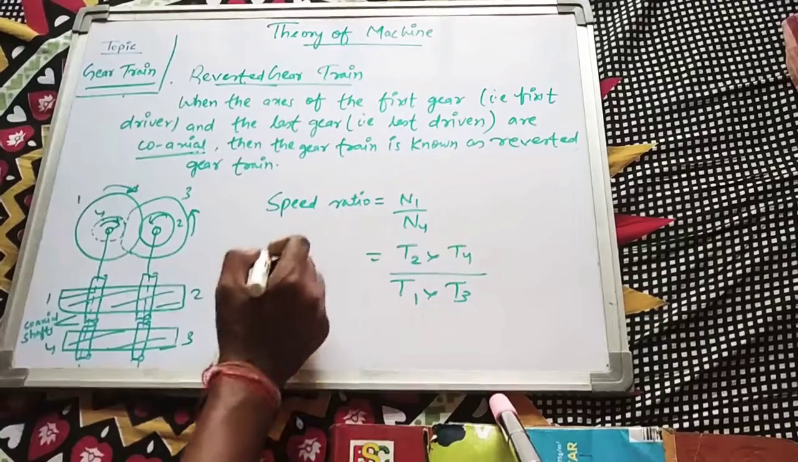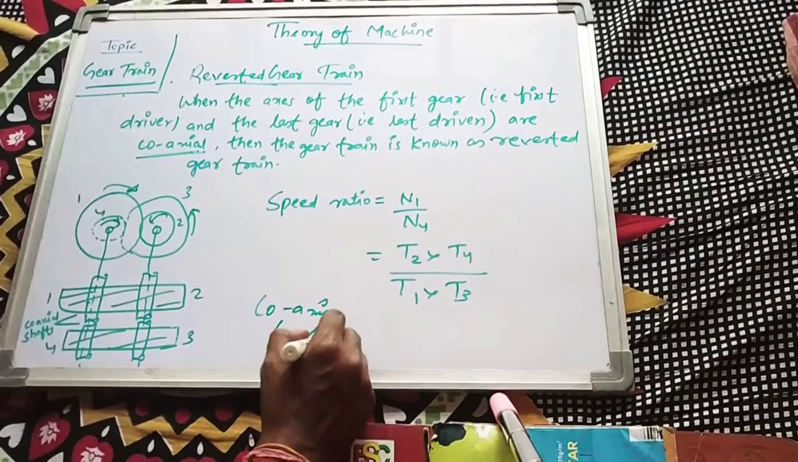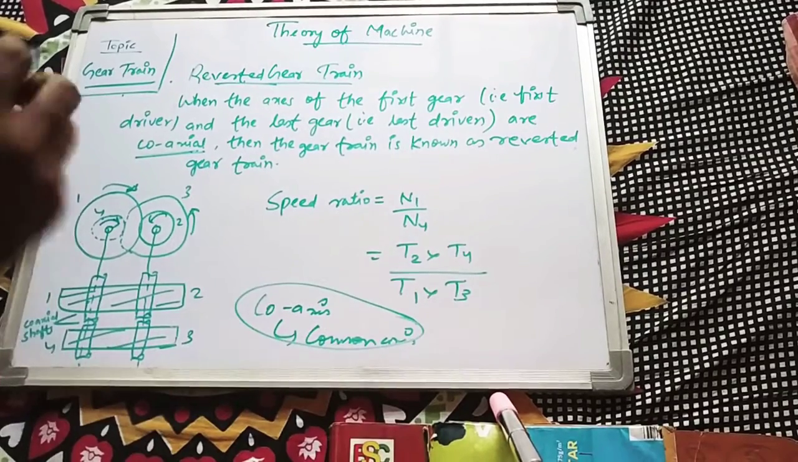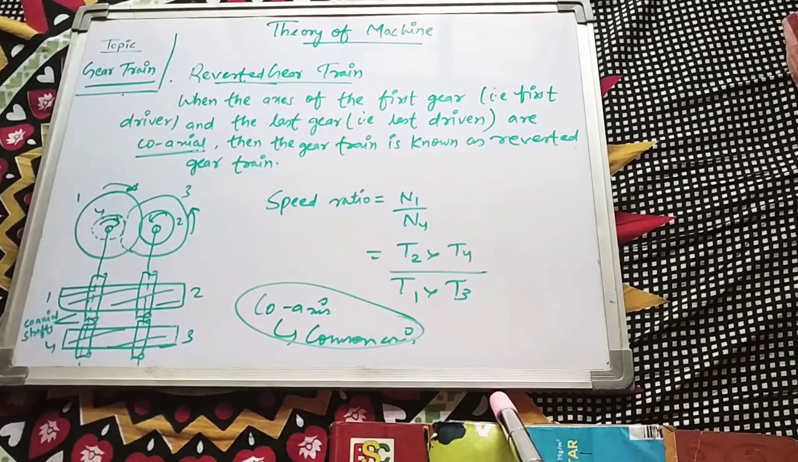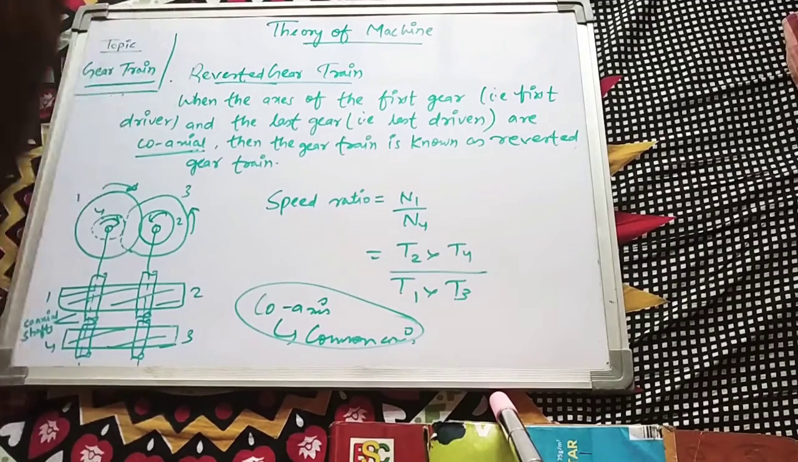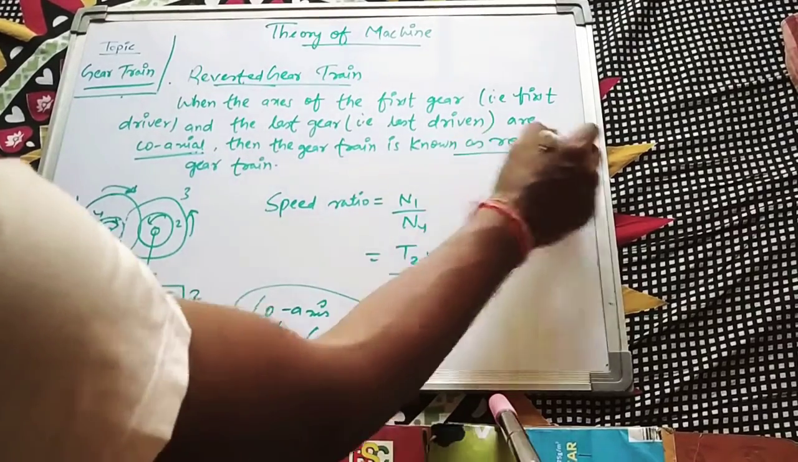What do you mean by coaxial? Coaxial means common axis. So when the first gear, that is the first driver, and the last gear are both arranged in such a way that they are connected to a common axis, then that type of arrangement is known as a reverted gear train.